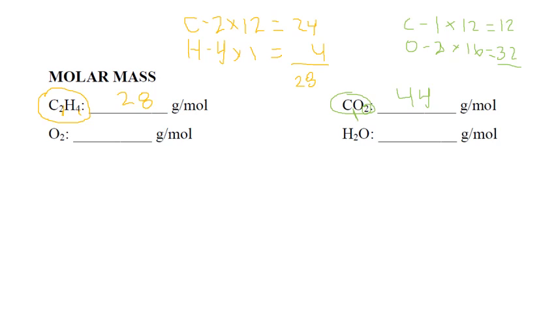The next one's fairly easy because it's only got one element. I have oxygen. There are 2 of them, and the rounding I use, 15.99 becomes 16, and that becomes 32. So I put 32 right in here.